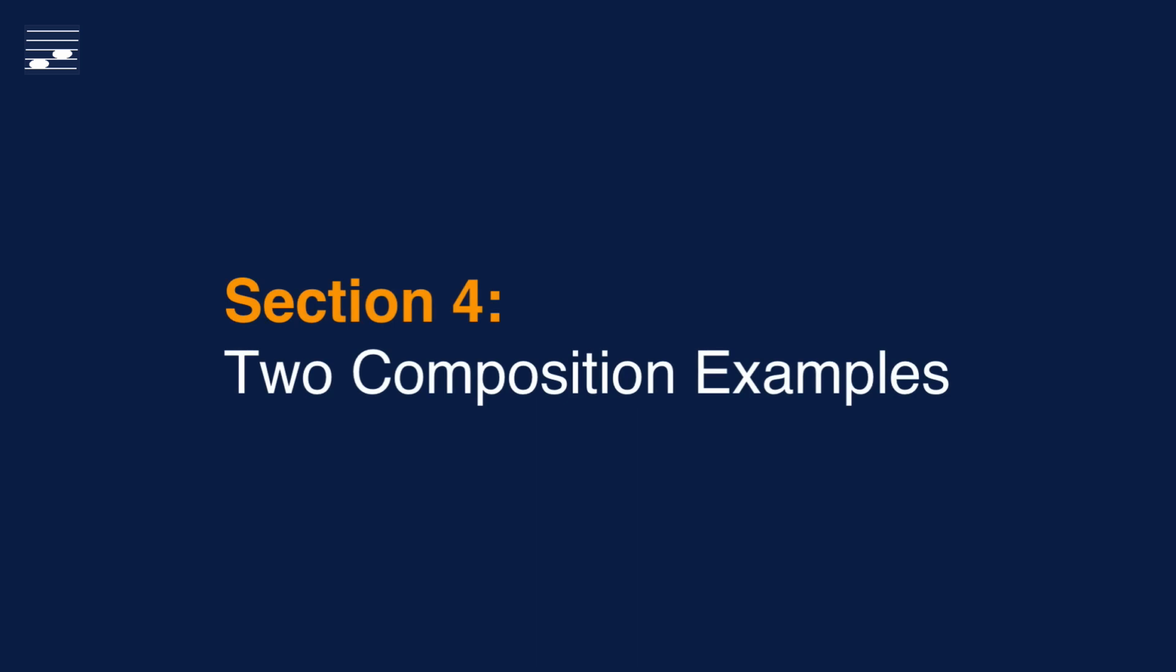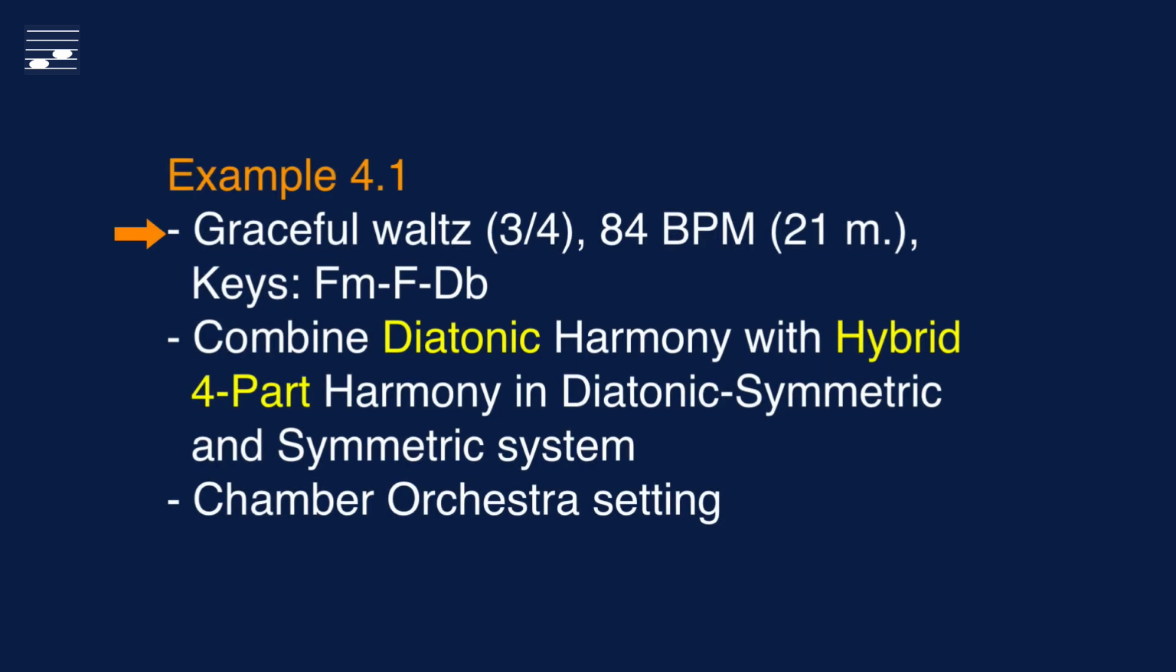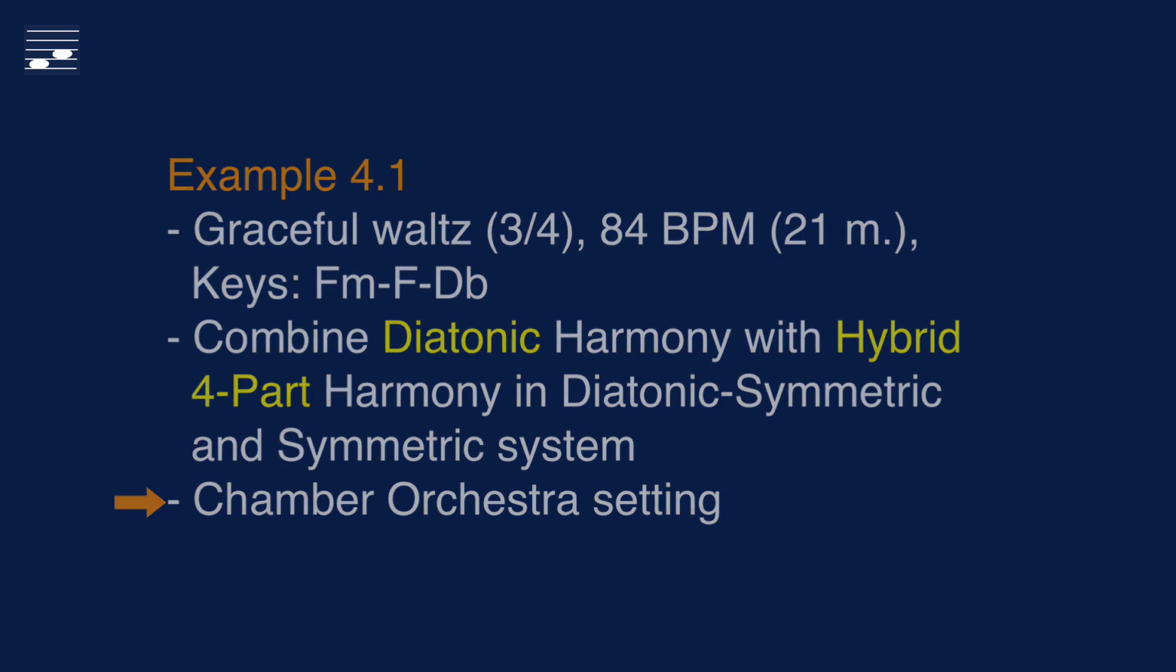Now let's demonstrate the application of the hybrid harmony technique in two short composition examples. The first is a 1.5 minute long waltz that combines traditional diatonic harmony with two sections of hybrid harmony in both the diatonic symmetric and the symmetric system. The instrumentation involves a chamber orchestra.